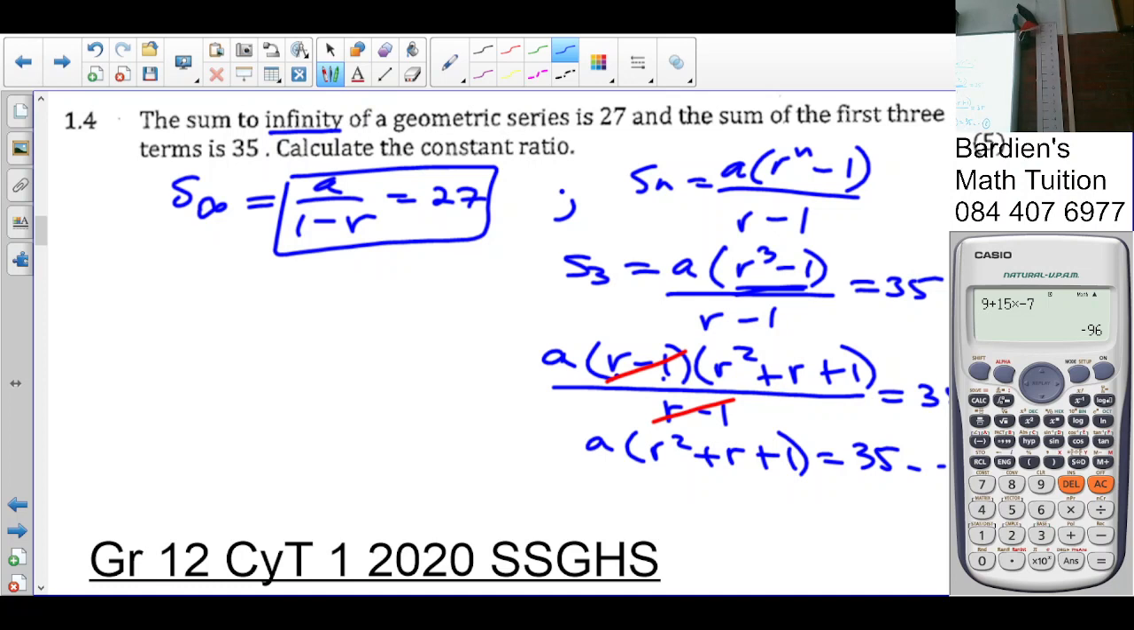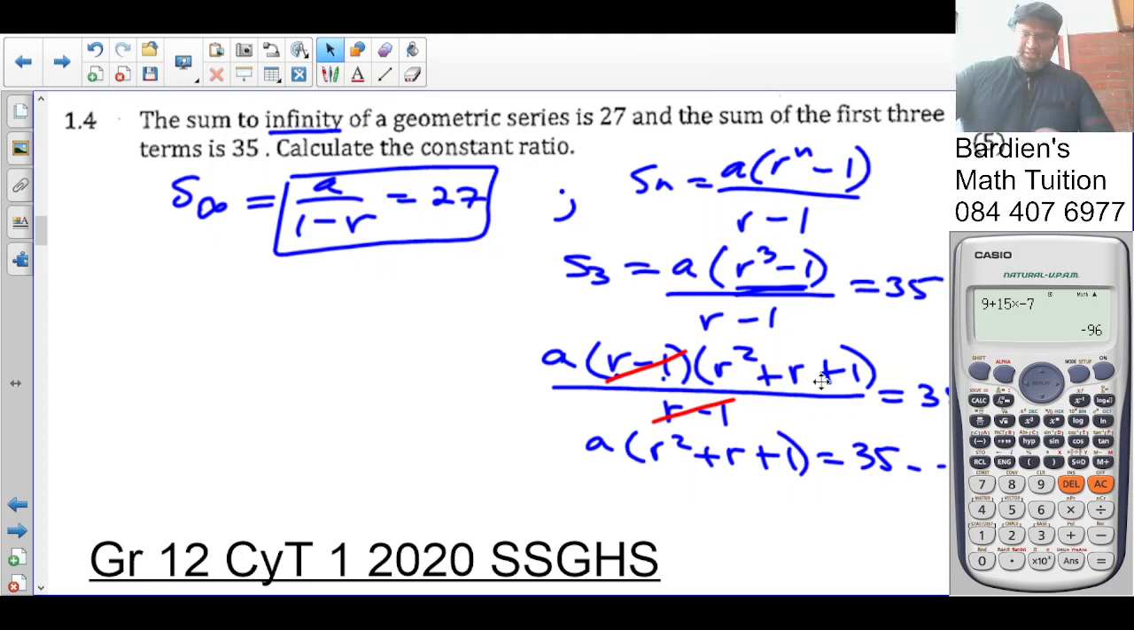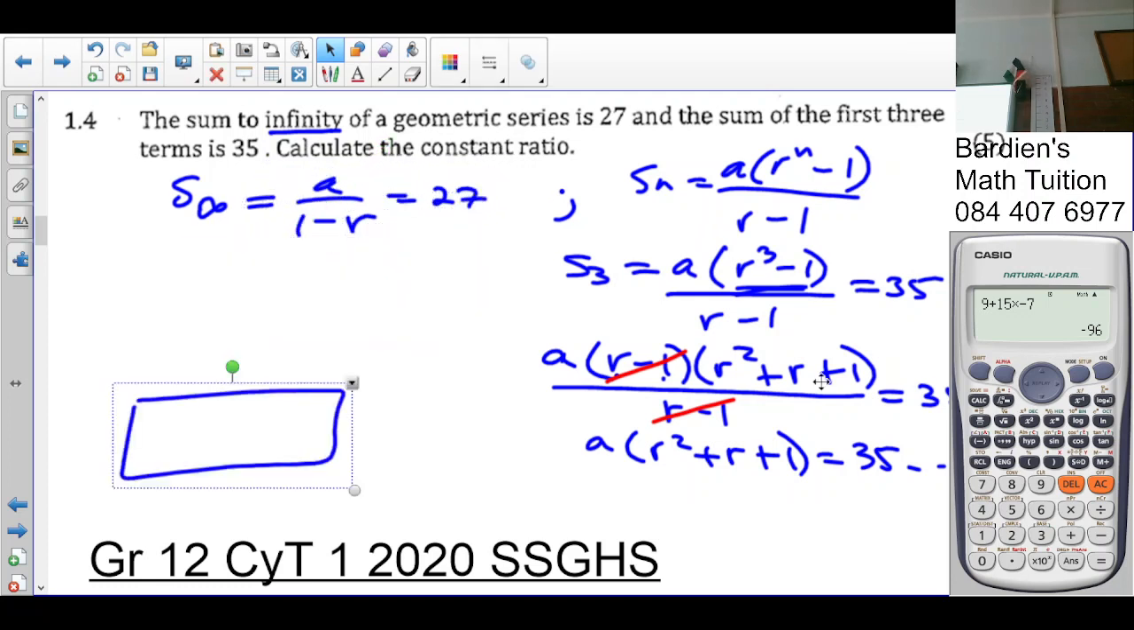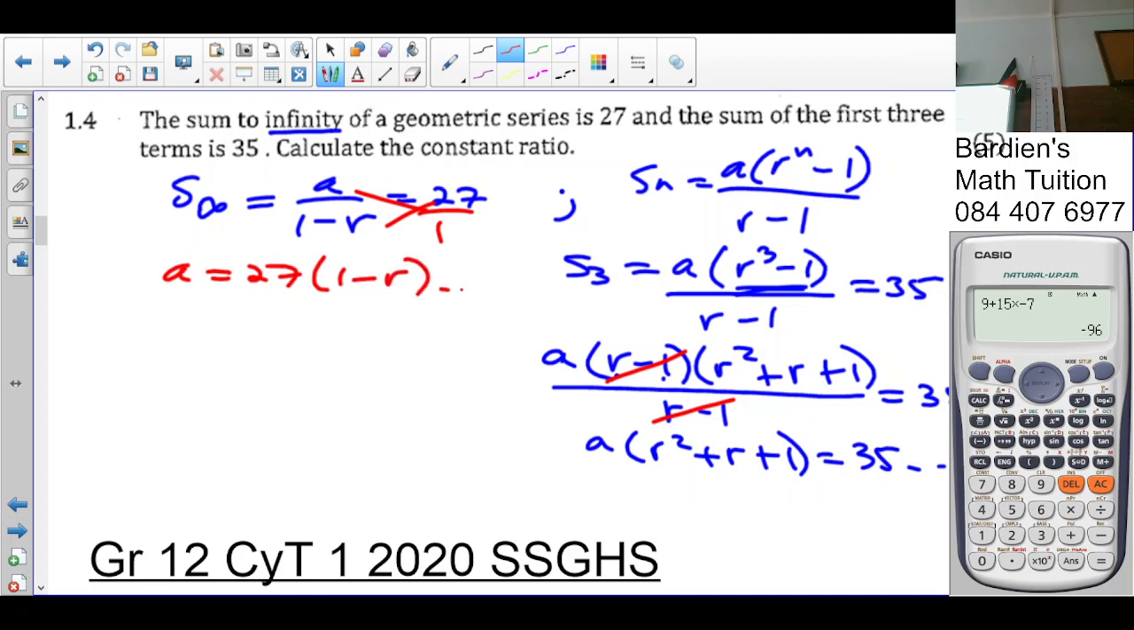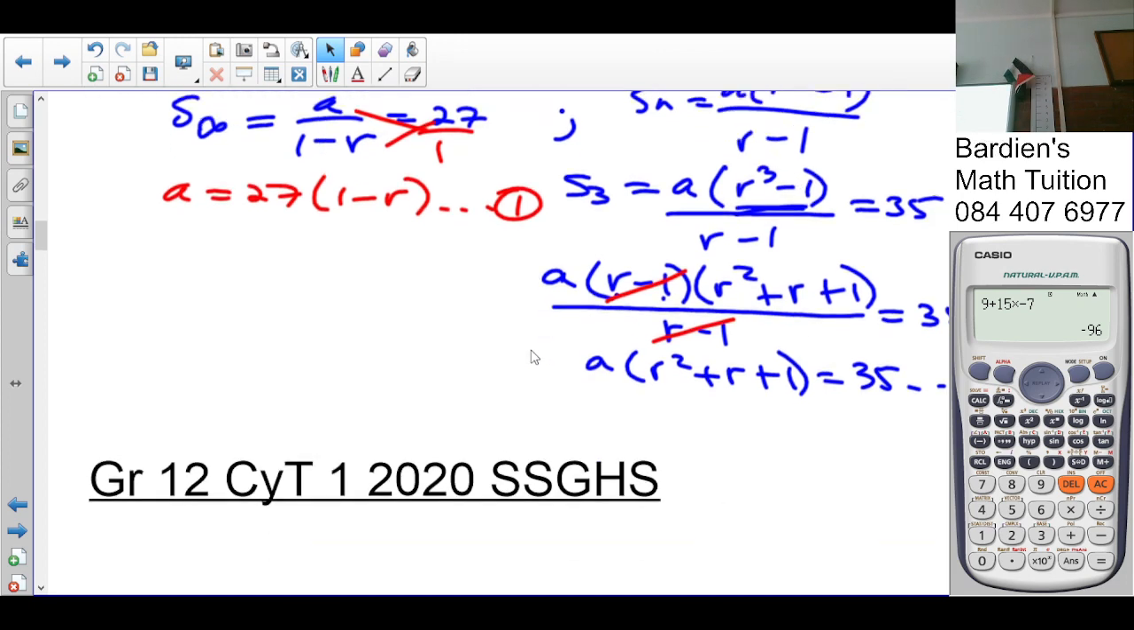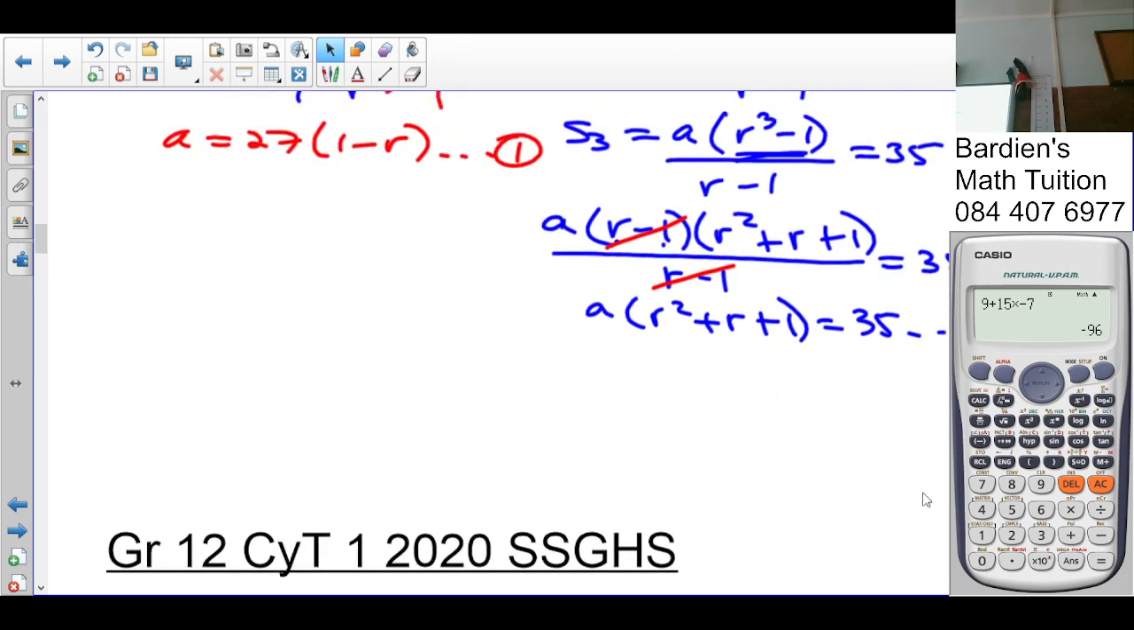On the other hand, if I look at this here, what I'm going to do is make a the subject of the formula rather. So I cross multiply, so a is equal to 27 into 1 minus r. This is equation 1 and this is equation 2. So what I'm going to do is substitute equation 1 into equation 2. This is question 1.4.